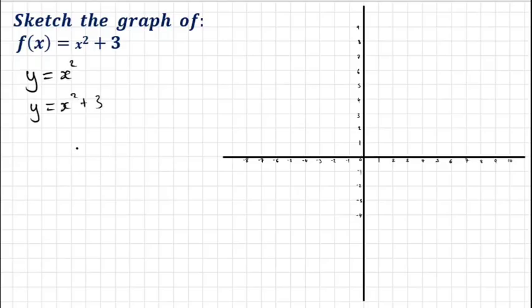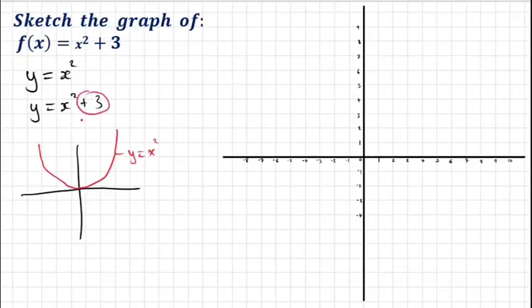So to start with, x squared is simply the graph that looks something like this. Since it's a squared, it's a graph that looks like this. This is the graph y is equals to x squared. But because of this plus 3, what we're saying is that this graph must be elevated upwards by 3 units.